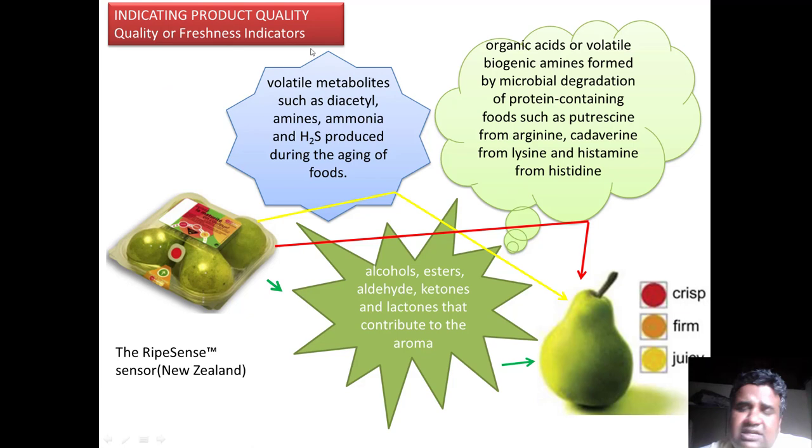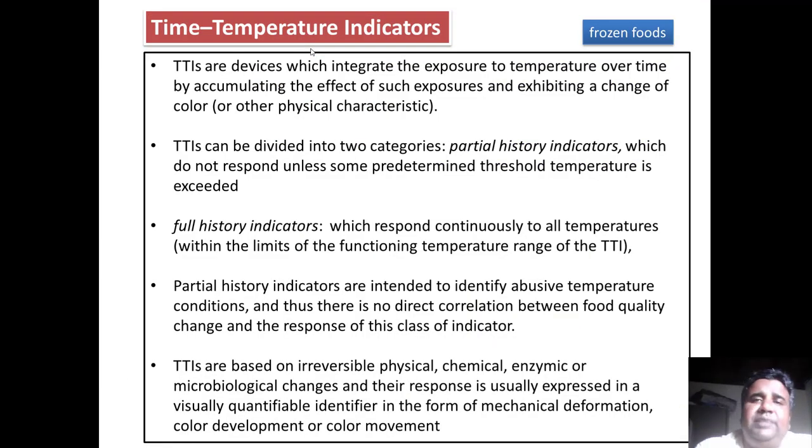Now I am coming to the next type of indicators which indicate product quality. These are the time temperature indicators, and basically they are used for frozen foods. Because in the case of frozen food, generally we keep the temperature at minus 18 degrees, and a slight variation in the temperature can affect the quality of the frozen foods. So that's why they are primarily used for frozen foods.